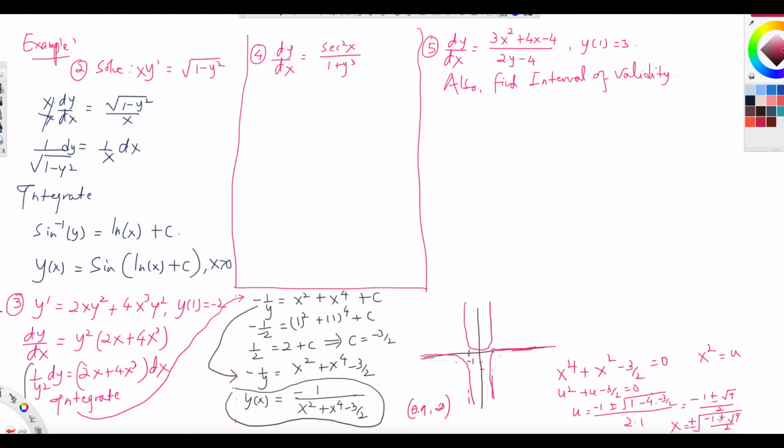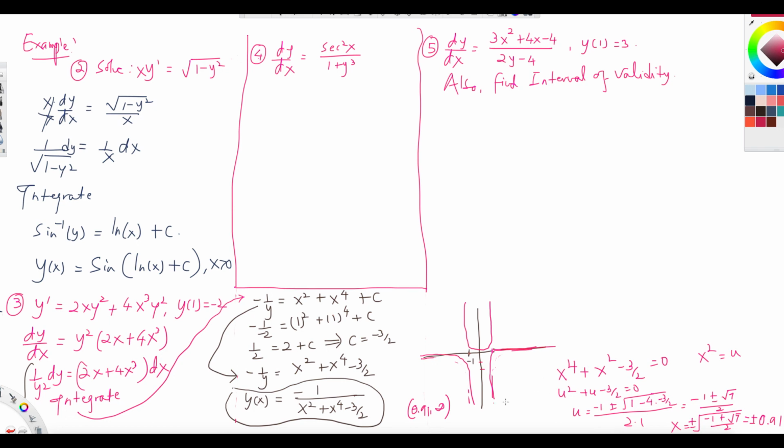So what is the value of this? If I use a calculator, I get plus minus 0.91. I was writing just 9, so it is 0.91 there actually. So the function is not defined at positive 0.91 and negative 0.91.